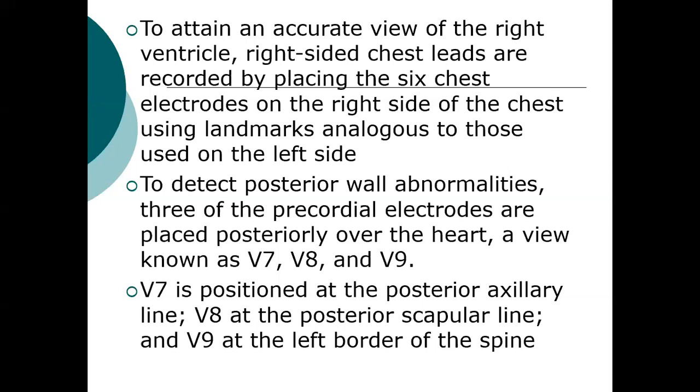Now, if you are suspecting a posterior MI, you have to add 3 more leads. From V6, you go all the way straight to the spine, where V6 has been put near the middle of the armpit. Usually continue with the 3, V7, V8, and V9 usually nears the spinal cord. V7 is positioned at the posterior axillary line, V8 at the posterior scapular line, and V9 at the left border of the spine. Next slide, please.